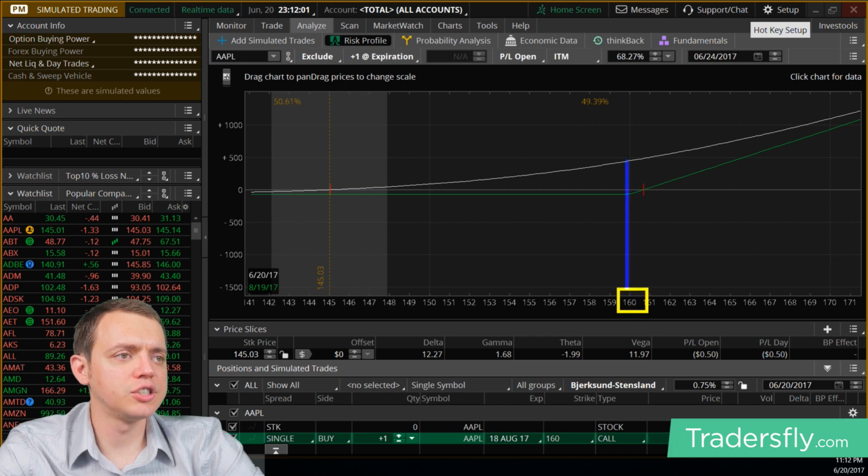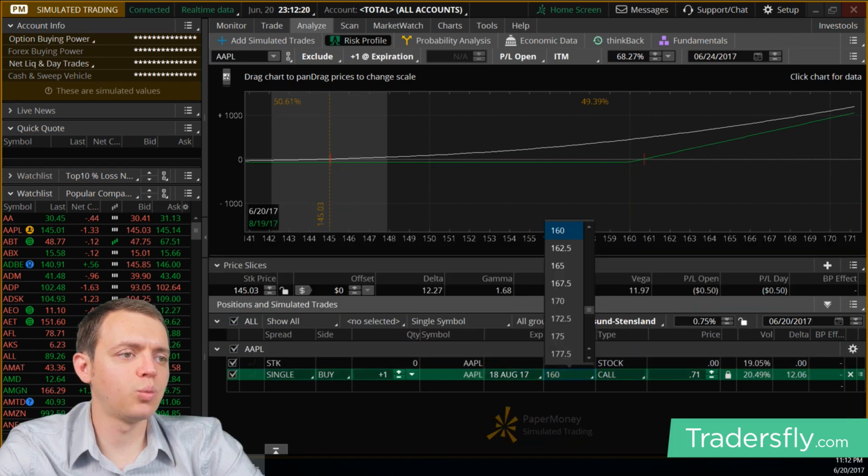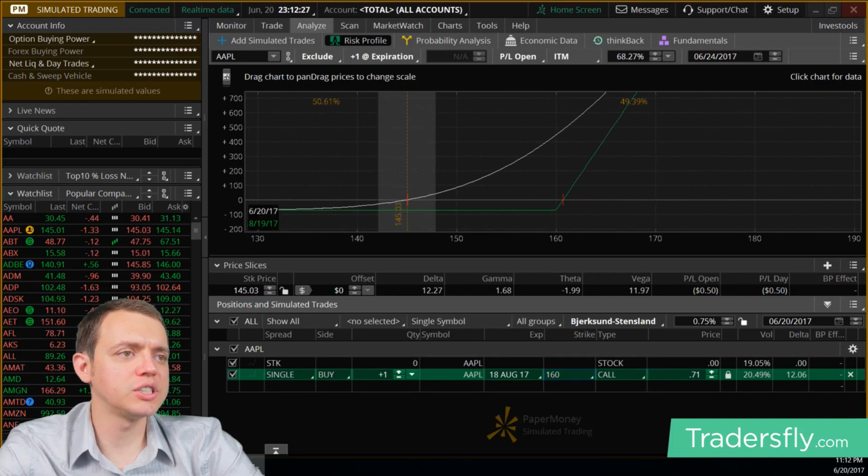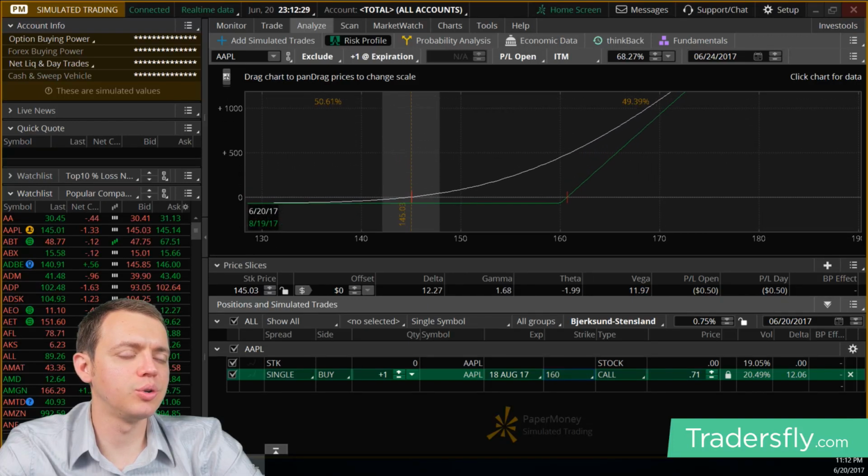If I draw it straight up, that's the strike price I needed to get to. Now the current price is 145, so that's exactly where I would be placed initially on my trade. But my target is 160, which is that strike price. When you look at this profit picture, you'll notice it's basically exactly what I showed you earlier.